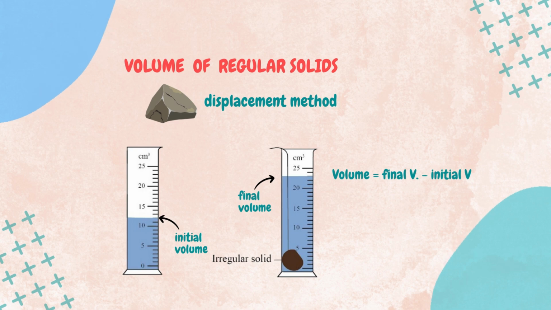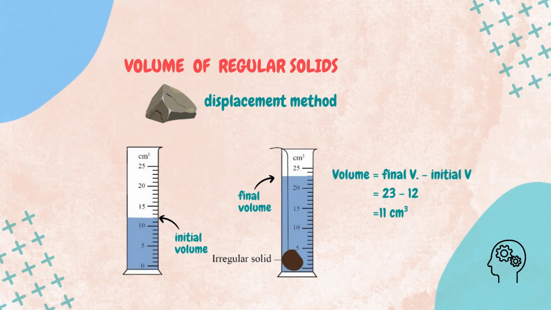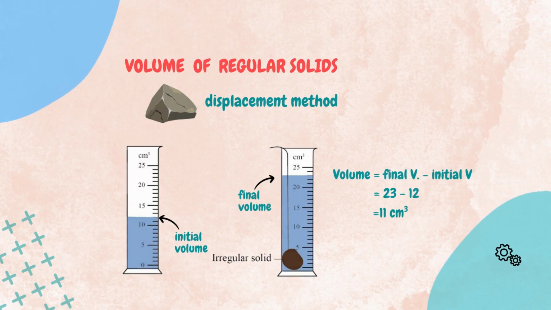For instance, a stone was immersed in water. If the initial volume is 12 centimeters cubed and the final volume is 23 centimeters cubed, what is the volume of the stone? The volume of the stone is equal to final volume minus initial volume. The final volume is 23 and the initial volume is 12. 23 minus 12 gives 11 centimeters cubed as the volume of water displaced. So the volume of the stone is 11 centimeters cubed. Did you know that the volume of a stone can actually tell you something about its density? The more water it displaces, the denser it is.